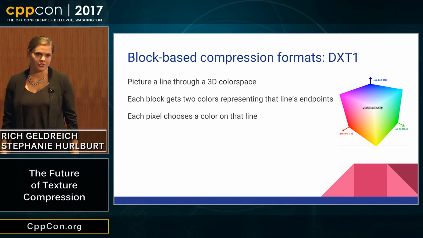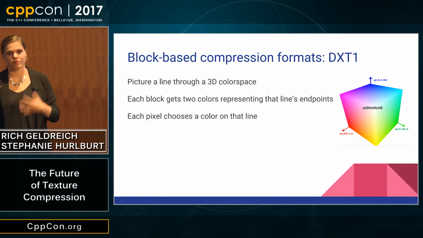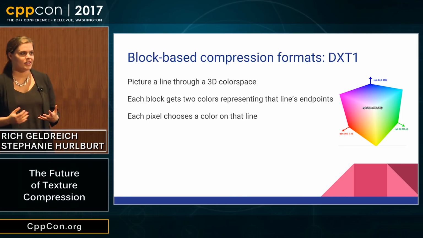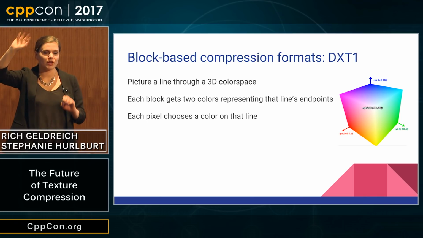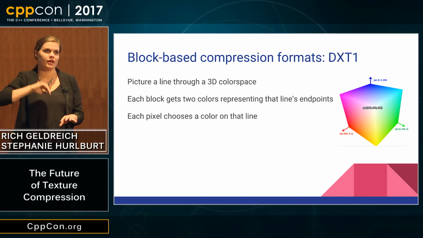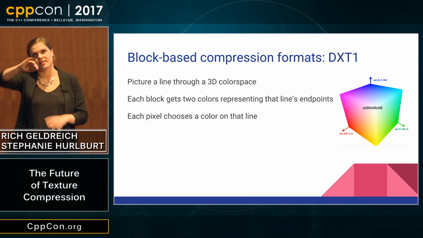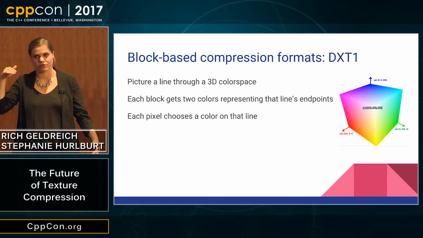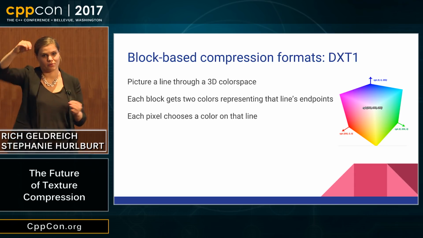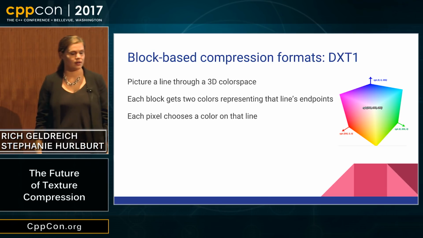DXT takes a different approach. It says, okay, forget grayscale. We want more color. We want color to play a bigger role here. So what they do is they take a line through 3D color space. You can kind of picture it. Each block gets 2 colors, and then you can choose where on the line you exist. So you can kind of see how that could potentially work. It's still limited, but now you can choose from a little more colors. It's actually a really hard format to encode to sometimes, because if you get the wrong endpoints, it can really mess things up. This is on desktop and consoles, not mobile.